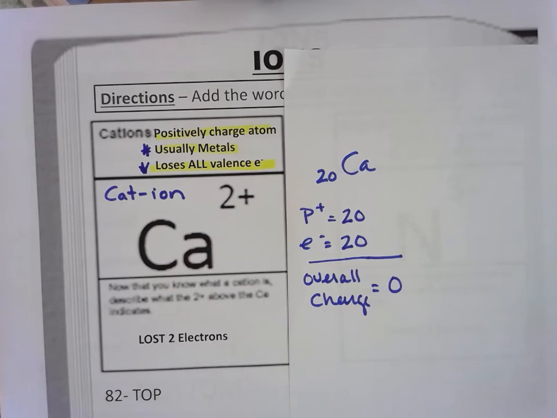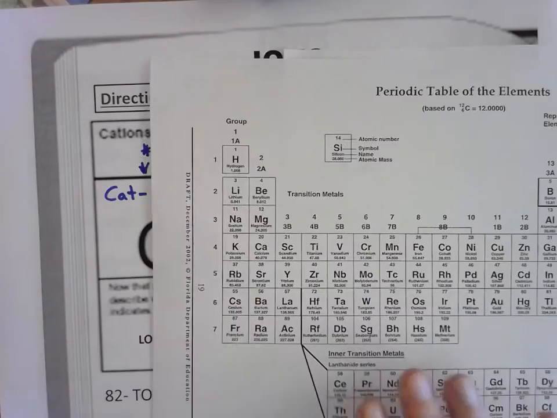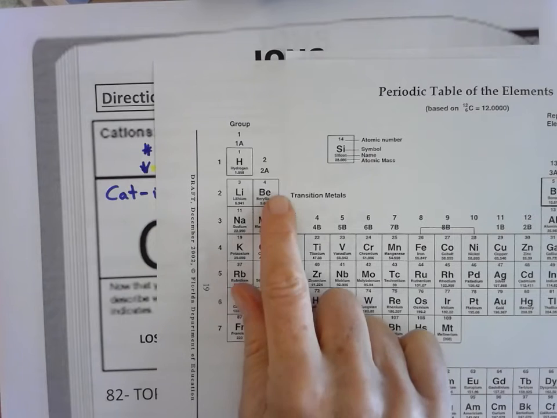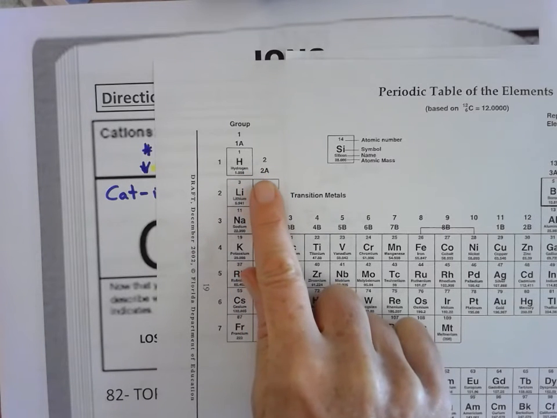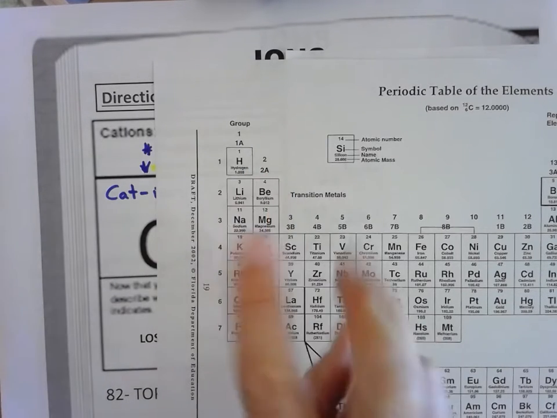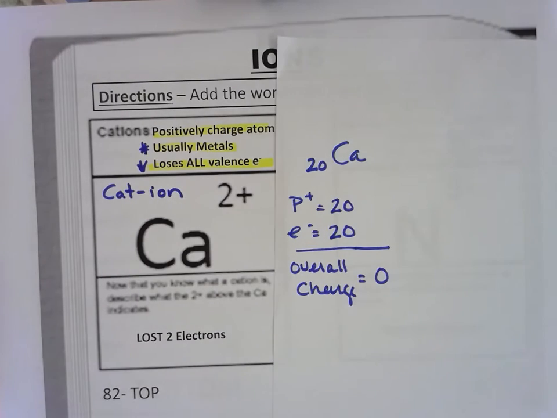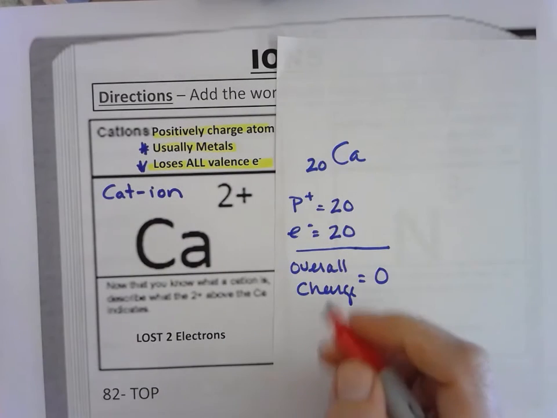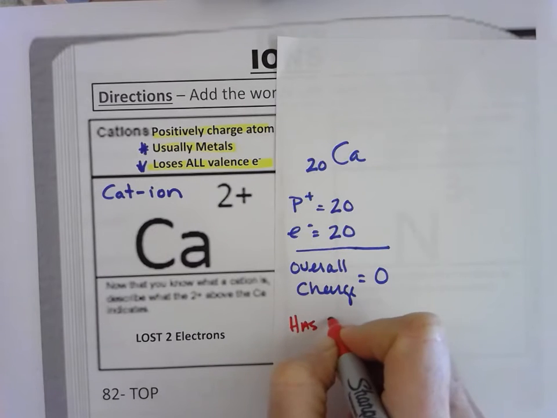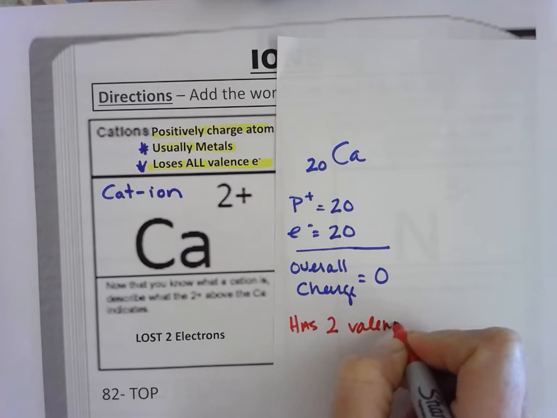So let's go back to the periodic table. Calcium is in group 2A, which hopefully you remember means that it has 2 valence electrons. That color's not going to work. Let's use red. So calcium has 2 valence electrons because it's in group 2A.